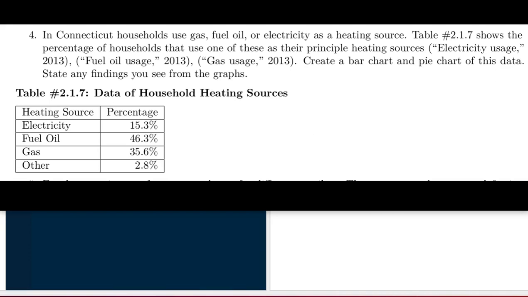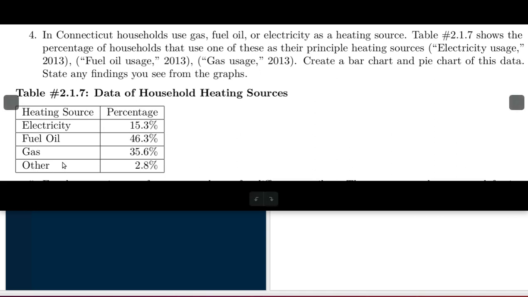This is a problem proposed by Catherine Kosak. It's looking at the heating source for people in Connecticut and the percentage of each of those sources that are used. You might notice that this is indeed a probability distribution. I mean, the sum of these is in fact equal to 100%.